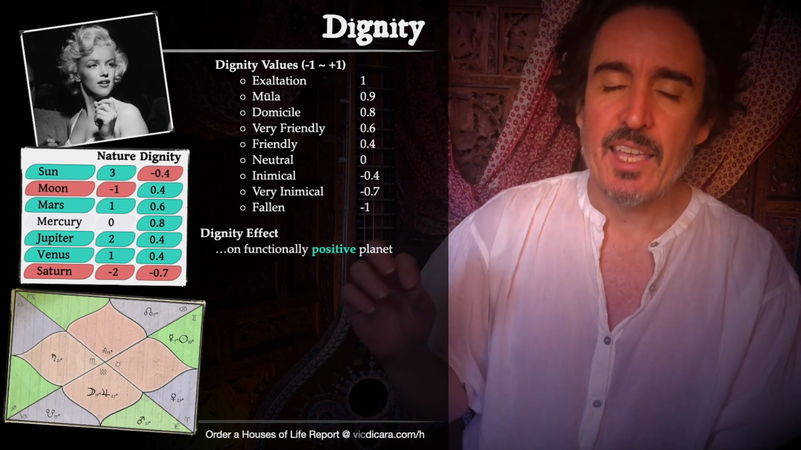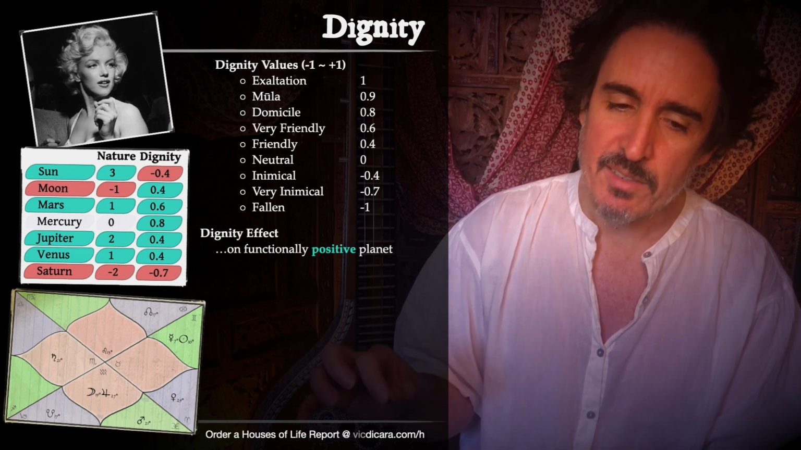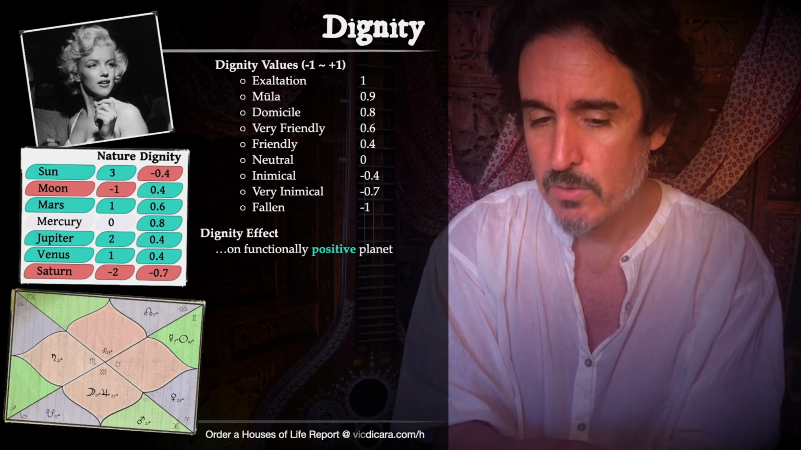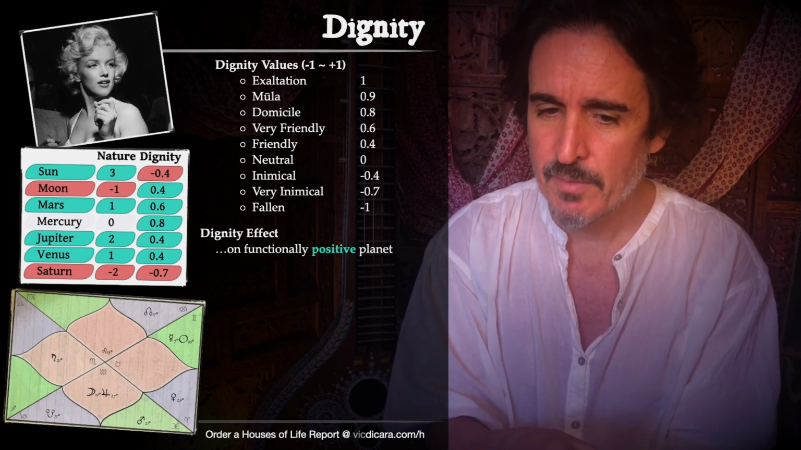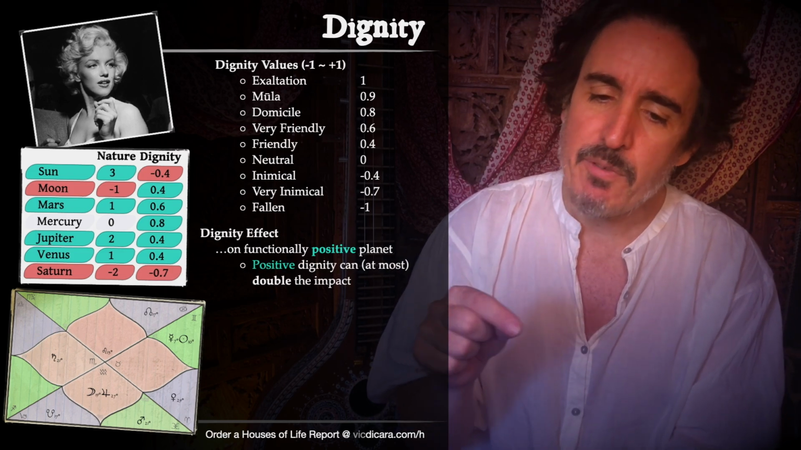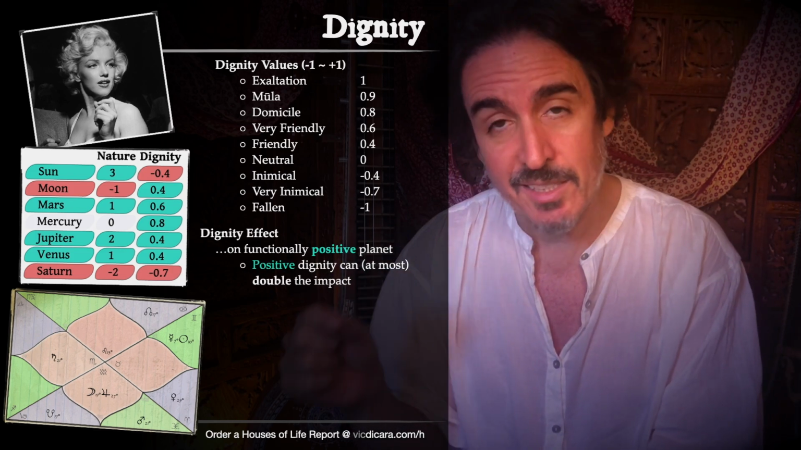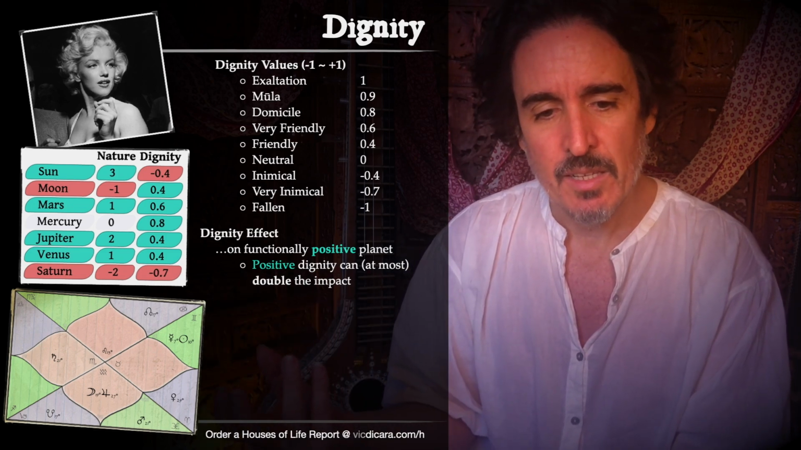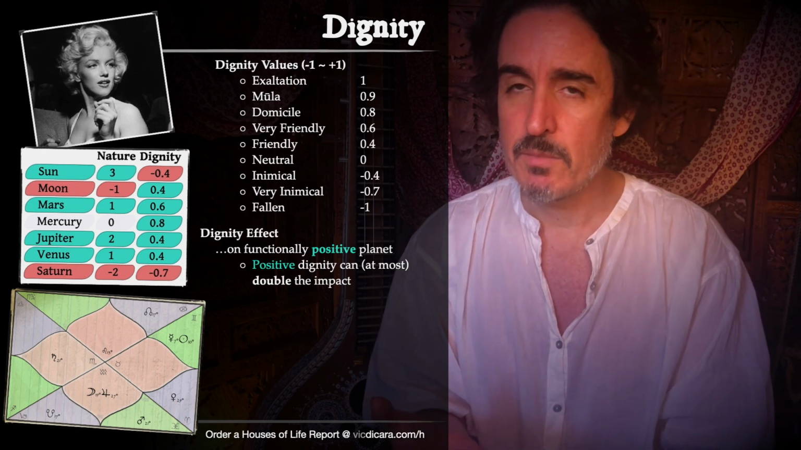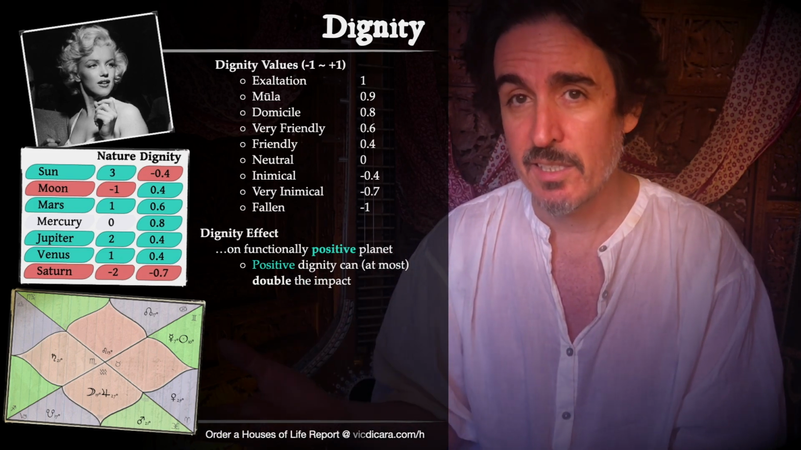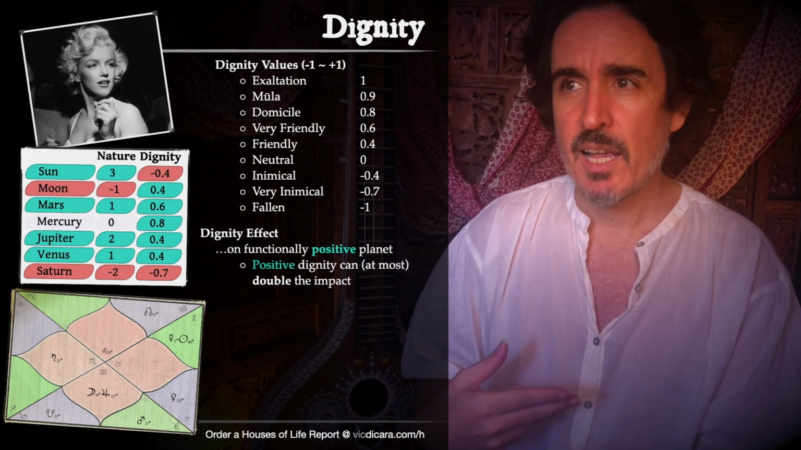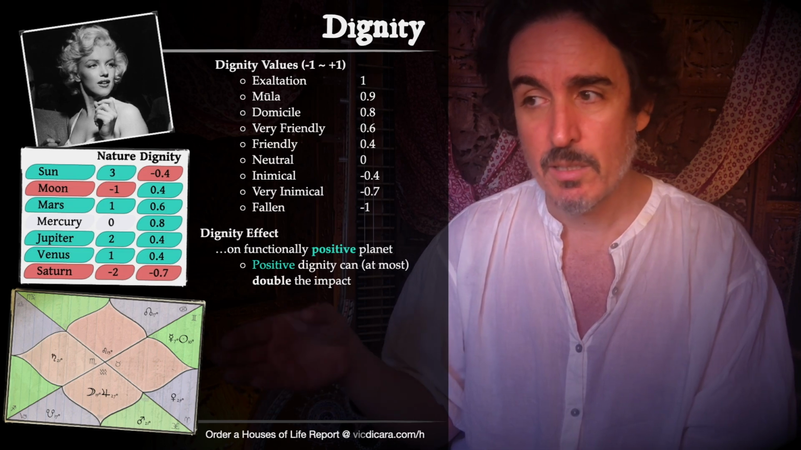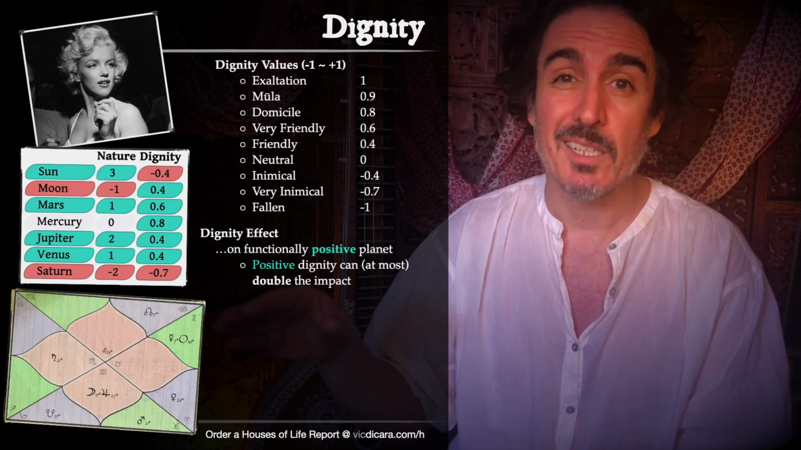So to explain, if the planet is functionally positive, so let's say, for example, her Sun, or Mars or Jupiter, Venus, those are functionally positive planets. If that functionally positive planet has a positive dignity, then it can double the impact of the positivity. So, for example, Mars is a functionally positive planet, and it has a positive dignity. So whatever impact Mars has on something, it can be doubled, because it's not only a functionally positive planet, it's also a functionally positive planet in a good mood.